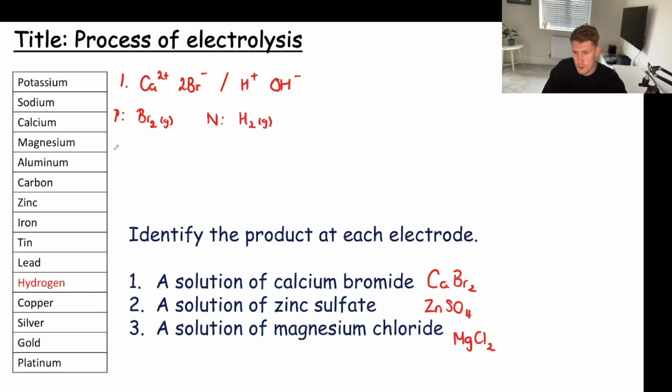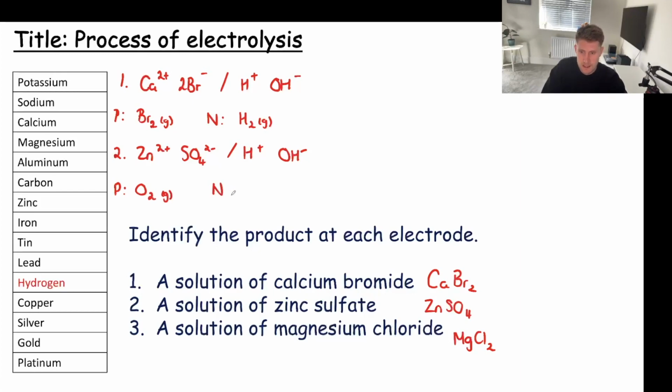Let's have a look at number 2. Zinc sulfate, that will break down to Zn2+, SO4 2-, and my H+ and OH- again. So at my positive electrode, this time there is no halide ion present, so I just get oxygen gas. And at my negative electrode, zinc, the metal, is still higher than hydrogen, so I get my H2 gas again. Let's have a look at the final one.